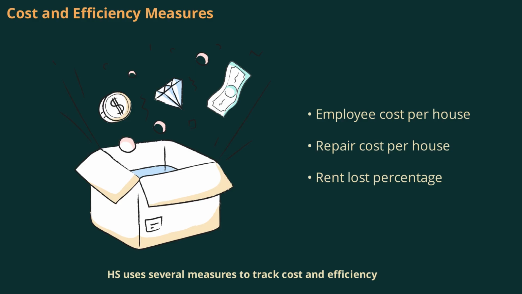HS uses several measures to track cost and efficiency. These include the average employee cost per week per house, the average repair cost per week per house, and the percentage of rent lost due to unoccupied property. By comparing these metrics with those of similar organizations, HS can identify opportunities to reduce costs and improve efficiency.